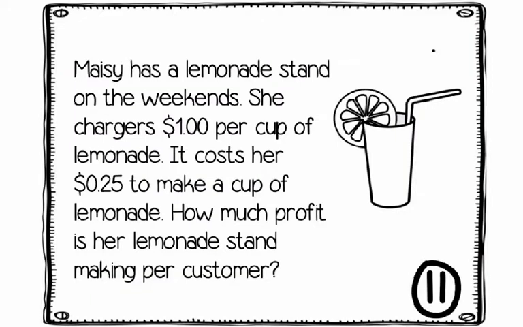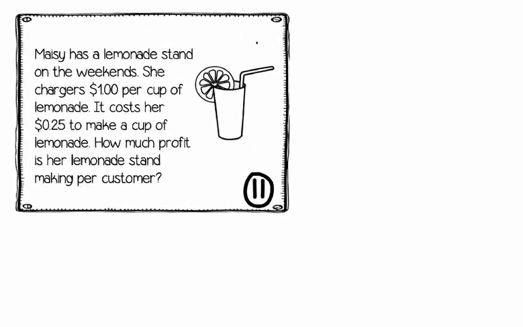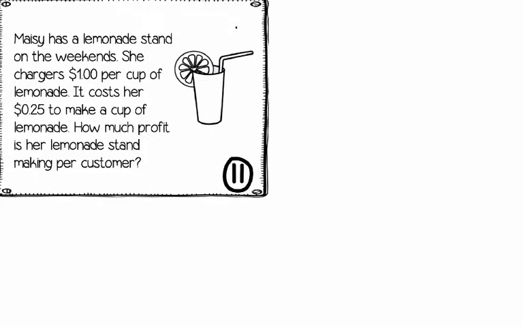Maisie has a lemonade stand on the weekends. She charges $1 per cup of lemonade. It costs her 25 cents to make a cup of lemonade. How much profit is her lemonade stand making per customer? So Maisie is charging people $1 per cup. That means she's taking in $1 every time she sells a cup. And it only costs her 25 cents to make a cup of lemonade. So how much is her profit for each cup?